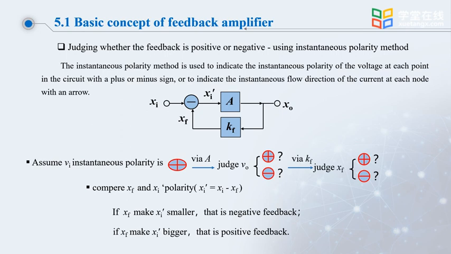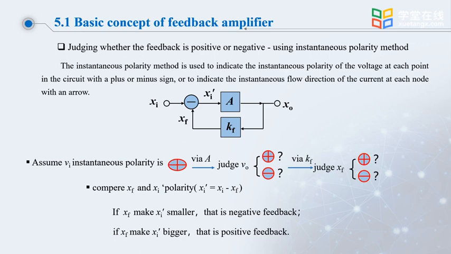Low-frequency electronic circuits, Chapter 5, Negative Feedback Amplifier. Let's learn a way to determine whether a specific circuit has positive or negative feedback. We usually use the instantaneous polarity method.